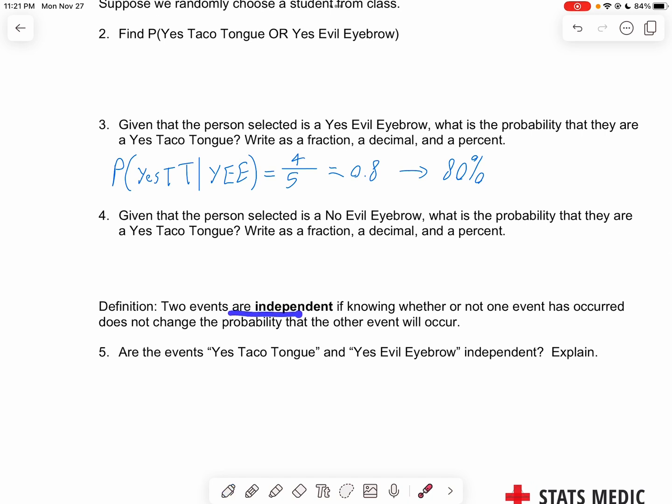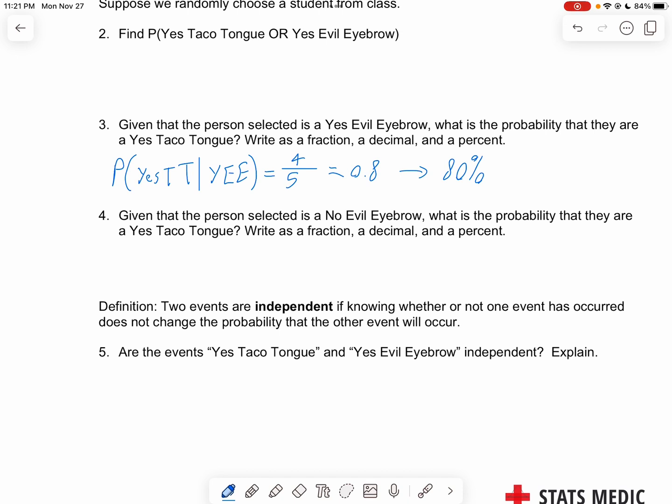2 events are independent. Now, independence is a very important thing in probability, and if 2 events are independent, then knowing whether one occurred doesn't affect the probability that the other event also occurs. So let's take a look and see if in our situation, yes, taco tongue and yes, evil eyebrow are independent.